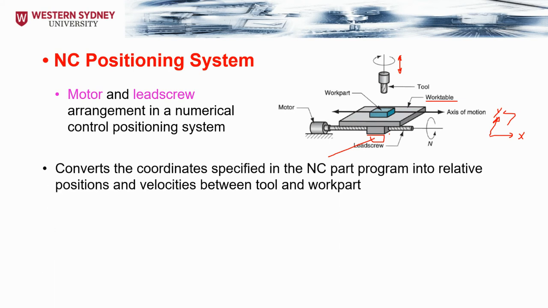So the positioning system is going to convert the coordinates specified by numerical control part programs into relative positions and velocities between the tool and the work part. Now, how can it do that? The numerical control part program controls the motor. The motor is going to increase the speed and rotate, or reduce the speed and rotate, a certain number of rotations. And this will send the table forward or backward at a constant speed.